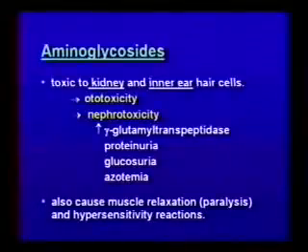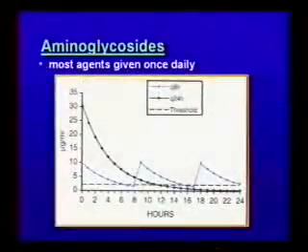The aminoglycosides, in addition to their toxicity on the kidney, one other major concern with these is that these agents can cause outright muscle relaxation, and they can certainly enhance or potentiate the actions of muscle relaxant drugs. So this can sometimes, on rare occasions, lead to paralysis in animals when given an aminoglycoside antibiotic.